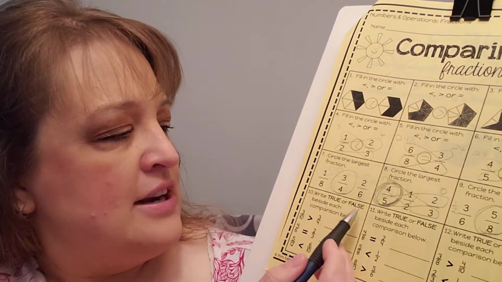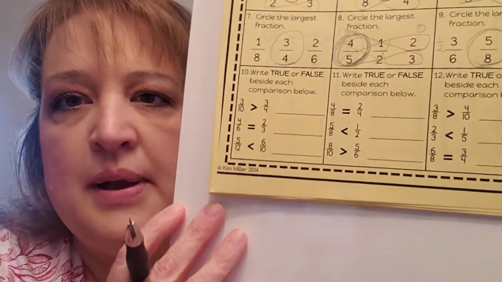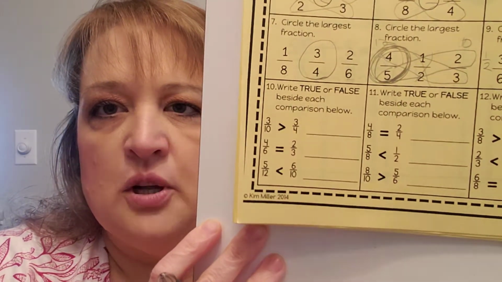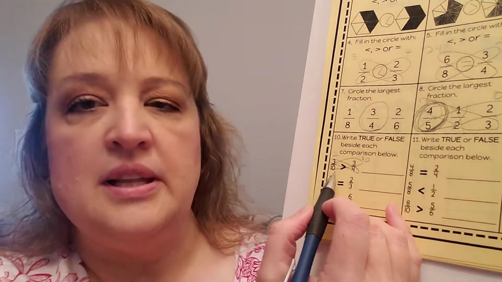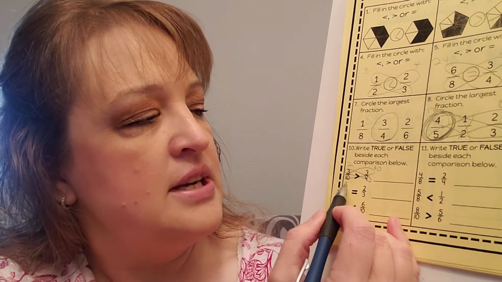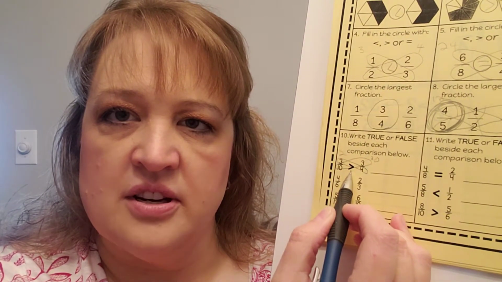All right, now we're going to write true or false between each comparison. Okay, so multiply. 3 times 4 is 12. 10 times 3 is 30. So it's saying that 3/4 should be larger than 3/10. Uh-oh. That one shows that 3/10 is larger. So is this true or false? It's false. That is not correct.